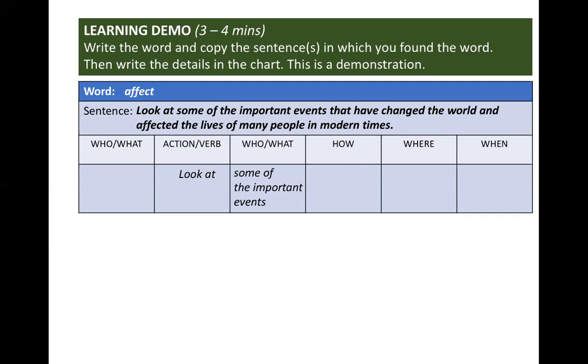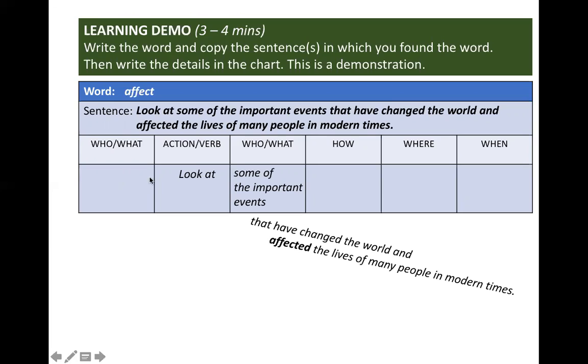It's done. However, that have changed the world and affected the lives of many people in modern times is a clause that is talking about some of the important events. So notice how a clause works. A clause talks about one of the details in the simple sentences. So what we have noticed here is look at, not look at some of the important events that have changed the world and affected the lives of many people in modern times. And we have highlighted affected as it is the word that we're going to be working on.